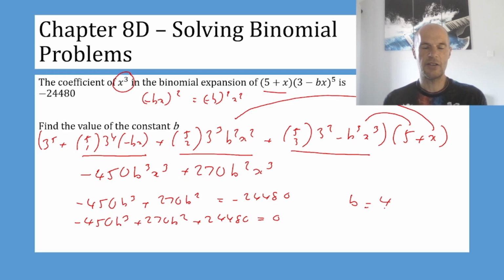Are there any other values? No, I'm just getting an imaginary number for my x2 and also my x3. So there we go. So b is 4. A bit of a tricky one, that one.